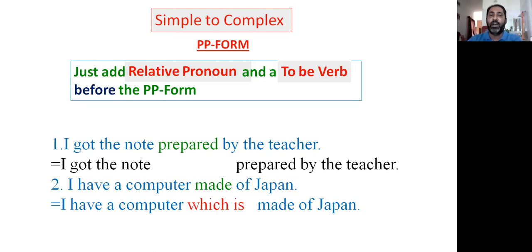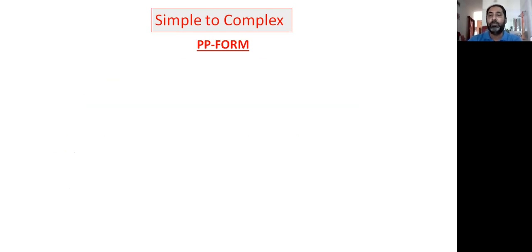Here are examples. I got the note prepared by the teacher. The green color prepared is the past participle form, because got here is another verb. This is the finite verb, the main verb, the principal verb as it shows the tense. I got the note prepared by the teacher. So I use prepared. Use relative pronoun and to be verb before prepared: I got the note which is prepared by the teacher. Now number 2, I have a computer made in Japan. I have a computer which is made in Japan.